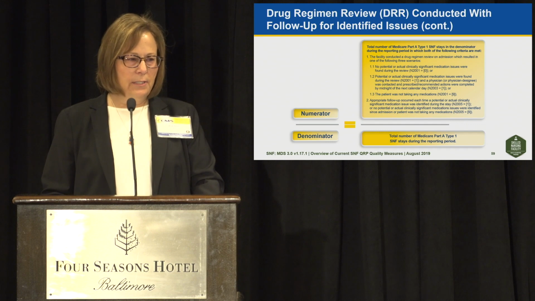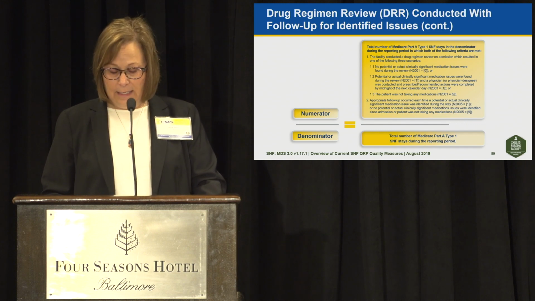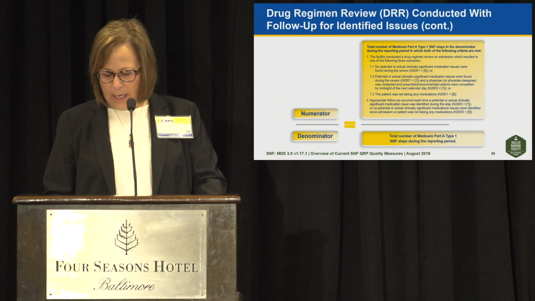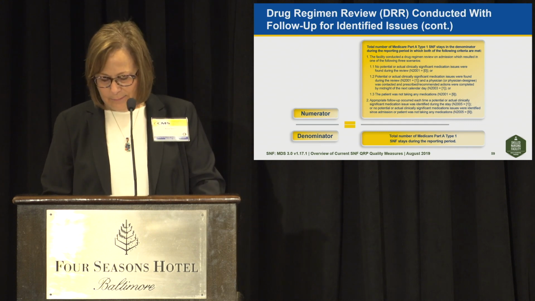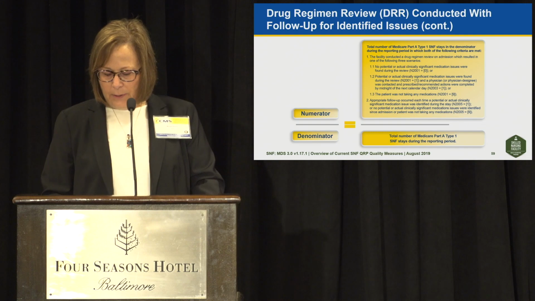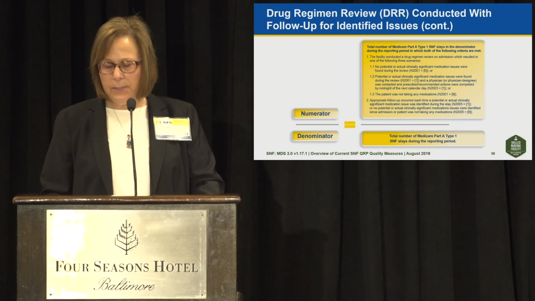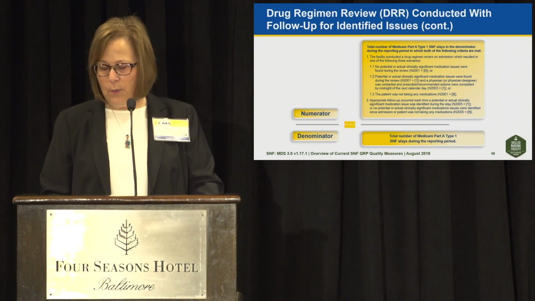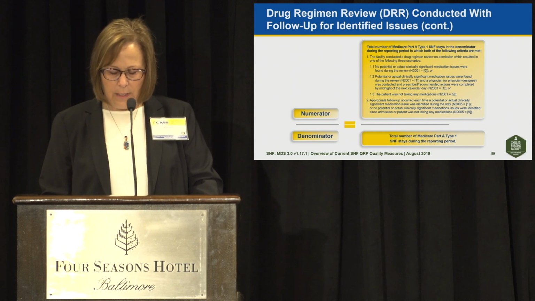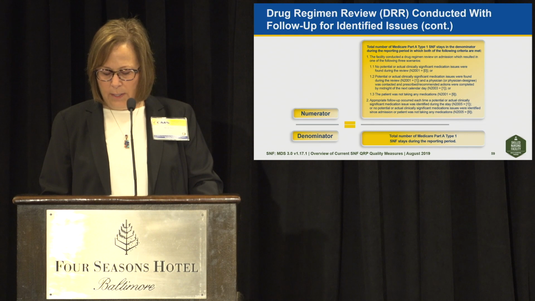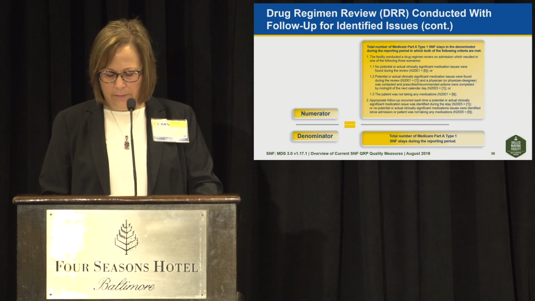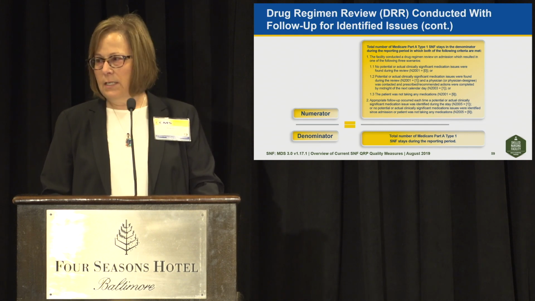This illustration on slide 59 of how the DRR measure is calculated may be a bit difficult to see. It may sound familiar that the denominator for the measure is the total number of Medicare Part A Type 1 SNF stays during the period. The measure uses all three data elements, N2001, 2003, and 2005, to identify the resident stays in the numerator.